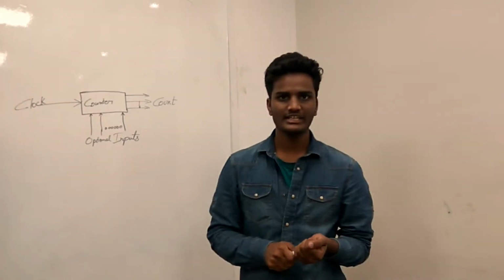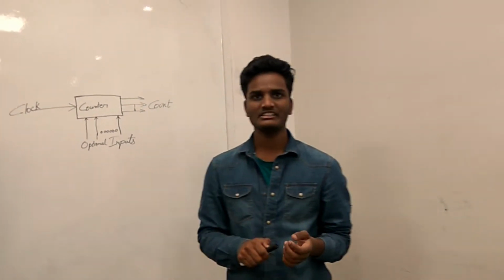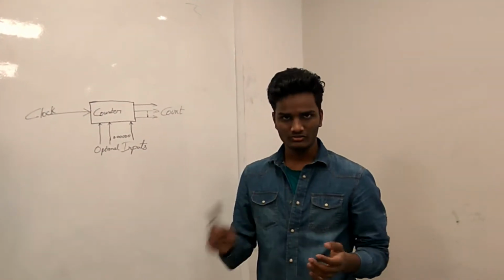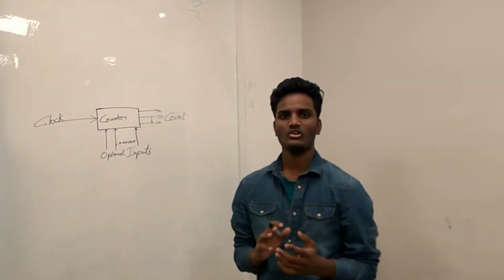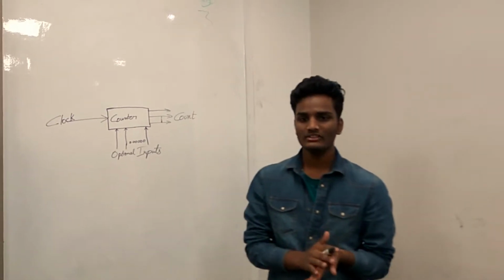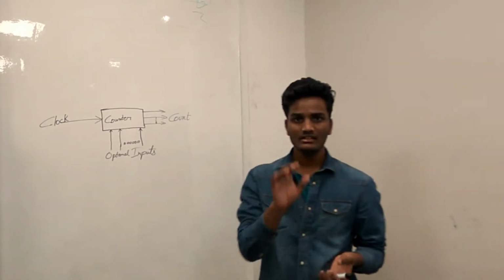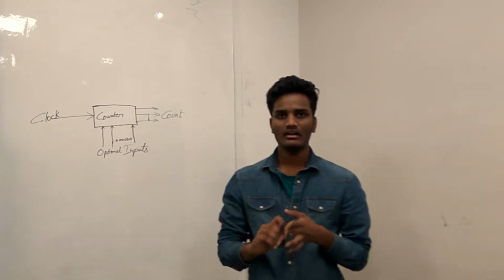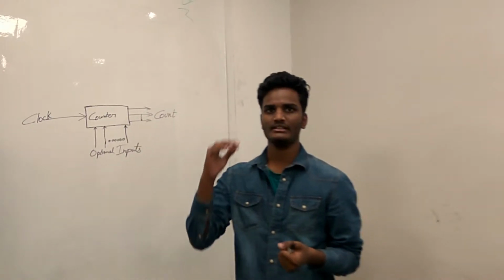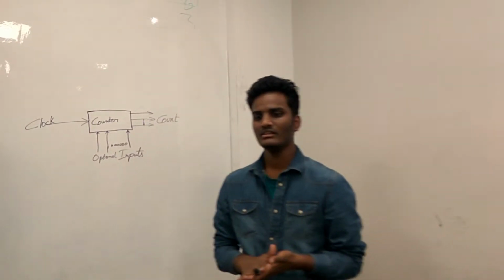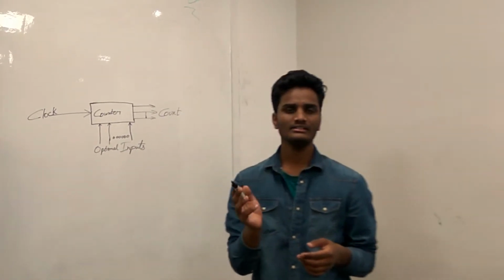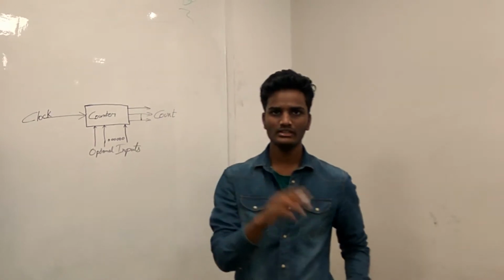Counters are differentiated by different characteristics, like modulus. Modulus gives the length of the sequence. Coding gives the sequence count. Direction tells us whether it is incrementing or decrementing, that is, up or down direction. Resettable is to reset the count to 0. Load is loading a value into the counter.